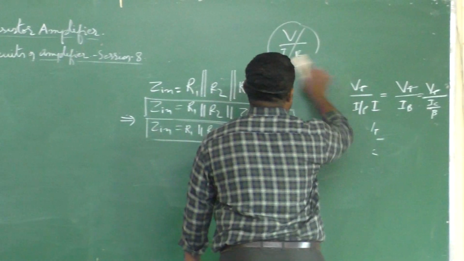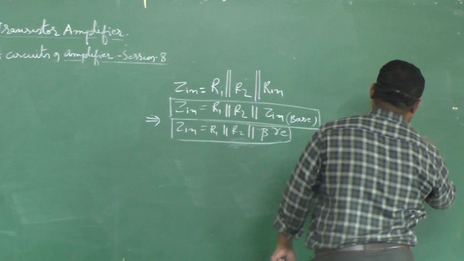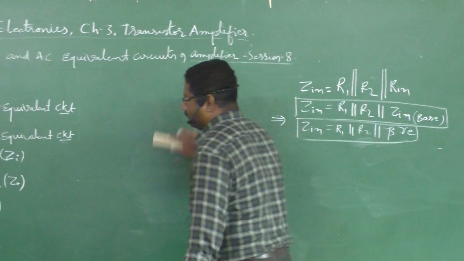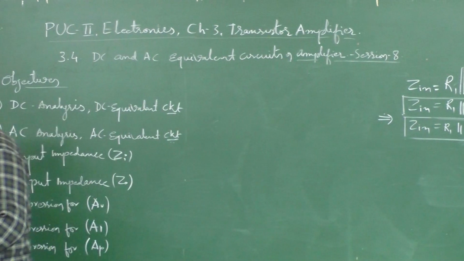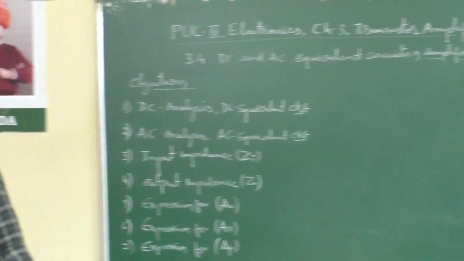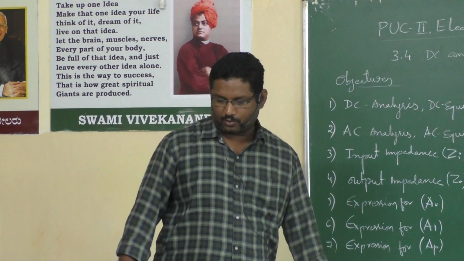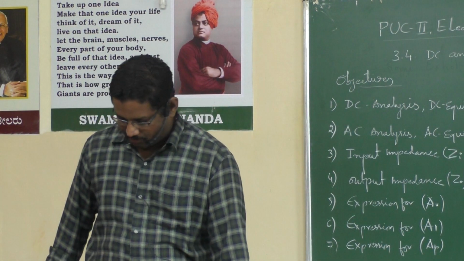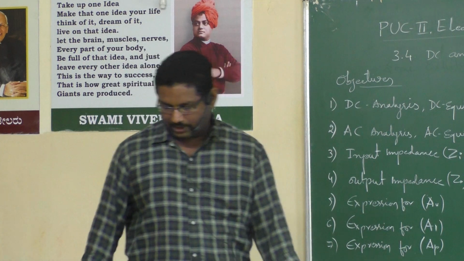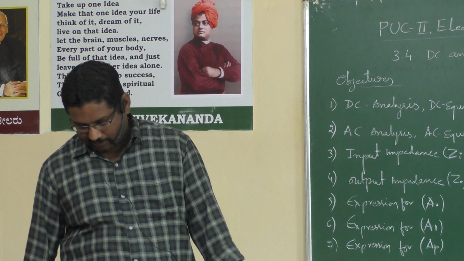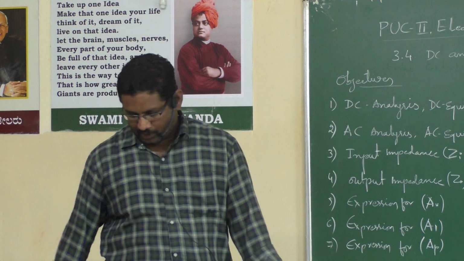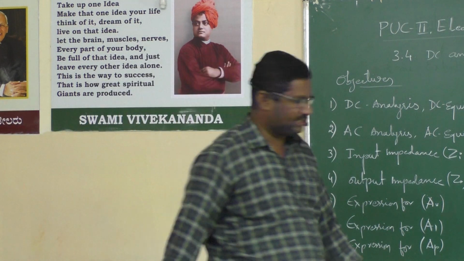And next we have the output impedance expression. So what is that output impedance? Output impedance is nothing but output voltage divided by output current, which is equal to the output voltage across RC, IC into RC, divided by IC, which is equal to RC.